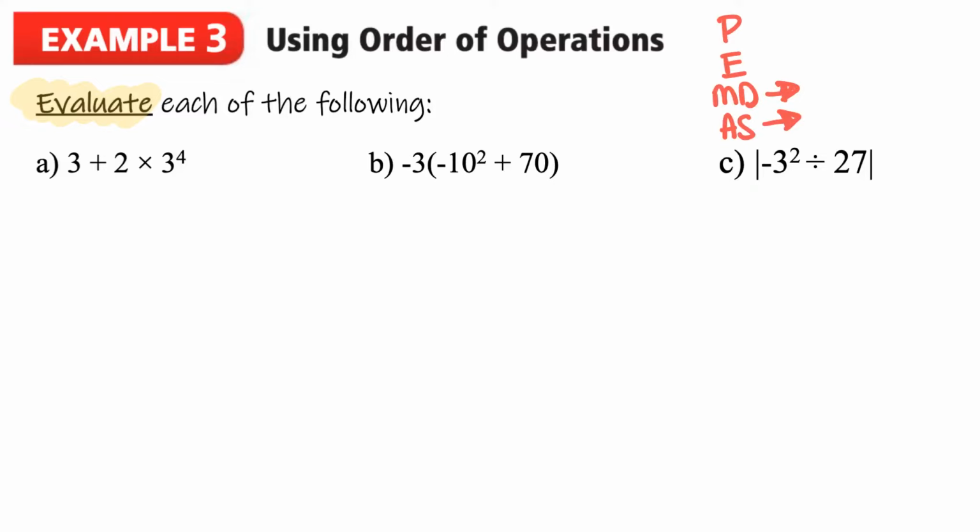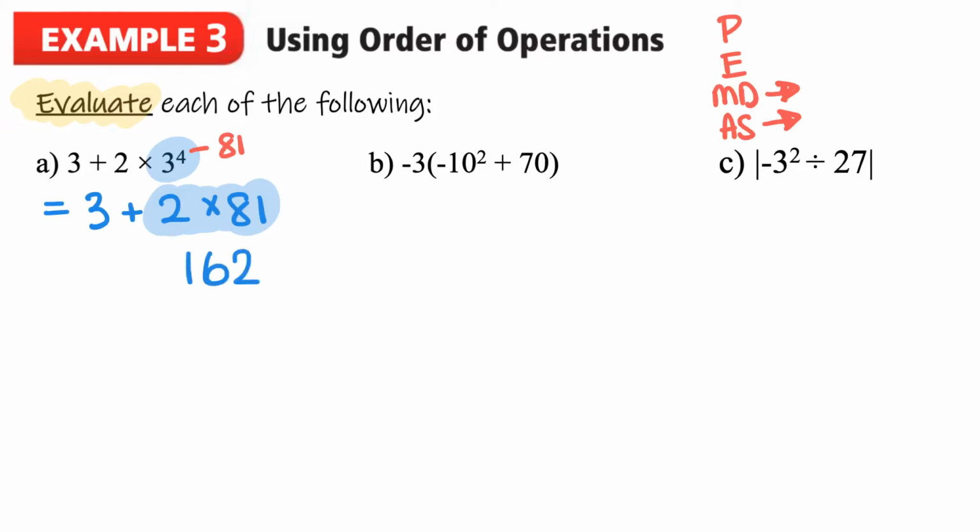So for letter A, PEMDAS rules tells us we're going to do exponents first. So we're going to do 3 to the power of 4, which is equal to 81. We're just going to write that part down and carry our work. So we've got equal to 3 plus 2 times 81. Then we're going to do multiplication, so 2 times 81, which gives us 162. So 3 plus 162 gives us 165.